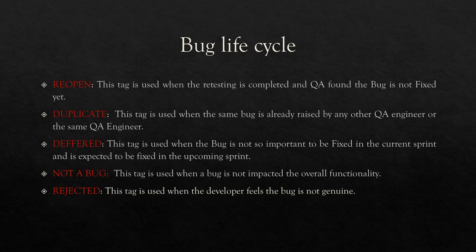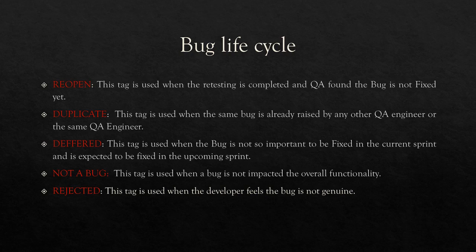The next tag is duplicate. So this tag is used when the same bug is already raised by any other QA engineer or any other resources from the team. Next tag is deferred. This tag is used when the bug is not so important to be fixed in the current sprint and is expected to get fixed in the upcoming sprint. So generally deferred is used at that particular time.